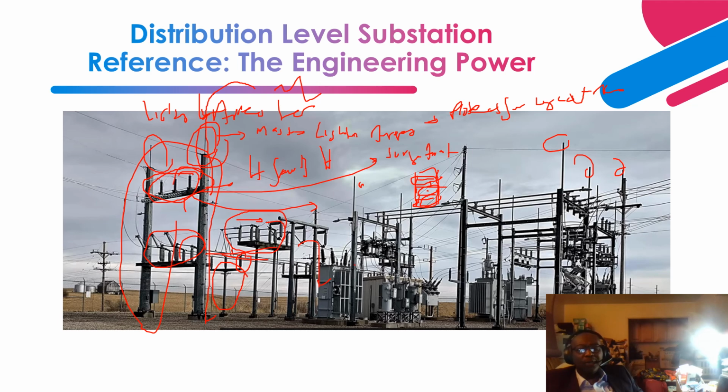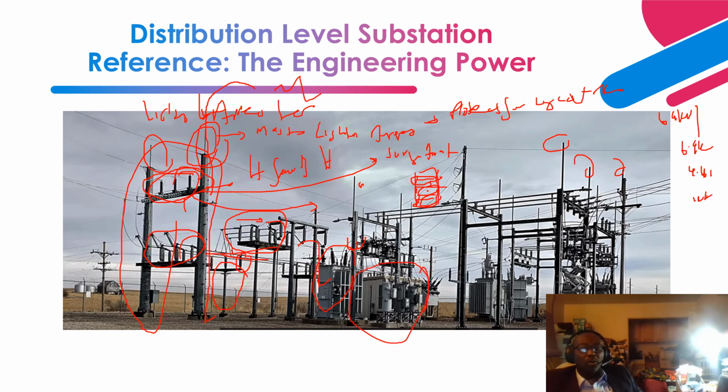Okay, so this power transformer basically steps the voltage down, let's say from 69 kV to 6.9 kV or 4.16 kV or 12 kV. Then on this side, on the low voltage side of the transformer, is a voltage regulator.